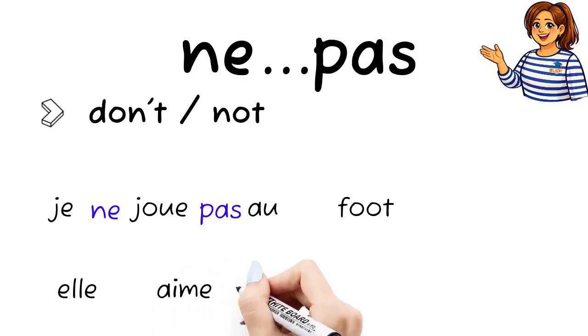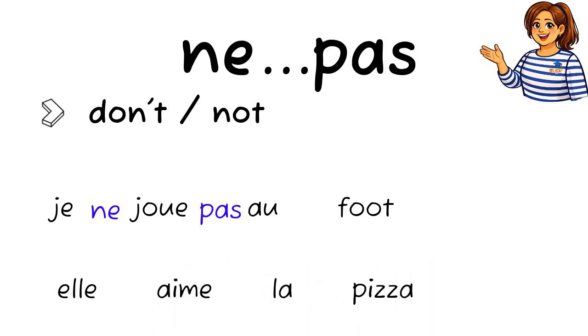Similarly, elle aime la pizza, she likes pizza. We identify the conjugated verb, which is aime. This is what we want to negate. We want to make it she doesn't like. So we put ne and pas around the aime. Just note that we have to drop the e in ne when it's before a vowel. So it becomes elle n'aime pas. She doesn't like.